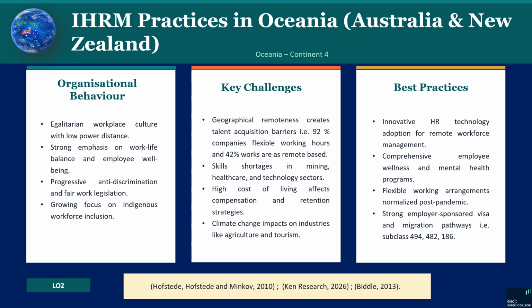Now, the key point is that Oceania is a global leader in HR technology and flexible work, with 92% of Australian companies offering flexible arrangements and 45% of employees working remotely or in hybrid roles. However, the region faces major challenges including skill shortages in mining, healthcare decline in rural areas, and high living costs. Climate change also affects industries like agriculture through floods and extreme weather that create job instability.